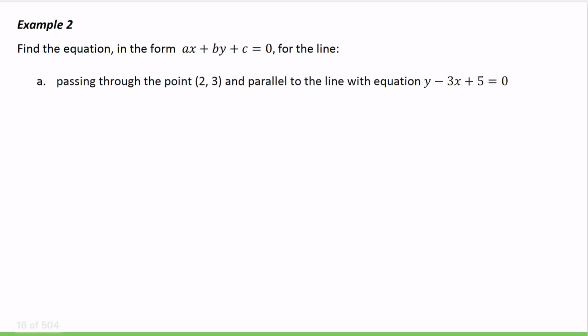For the next example, find the equation in the form of ax plus by plus c is equal to 0 for the line. And then it gives us a bit more information: passing through the point 2, 3, and it's parallel to the equation y minus 3x plus 5 is equal to 0. So we're given several points here that are really important. And I'm going to highlight this one firstly. It's the specific form that it wants.